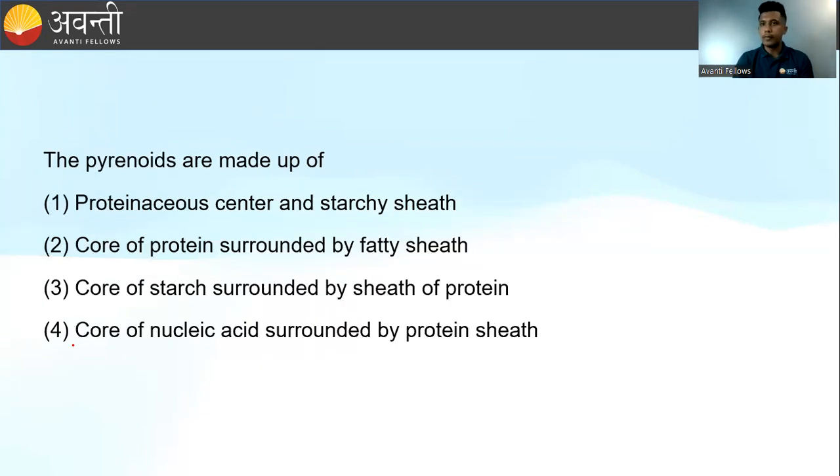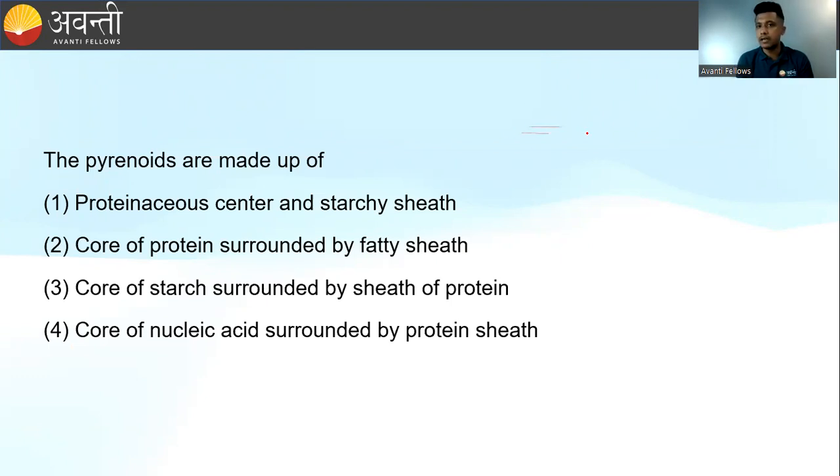The pyrenoids are made up of. Our options are: proteinaceous center and starchy sheath; core of protein surrounded by fatty sheath; core of starch surrounded by sheath of protein; core of nucleic acid surrounded by protein sheath. Let us talk about pyrenoids. Pyrenoids are basically found in chloroplasts. If you see a pyrenoid, it appears as a proteinaceous core with starchy granules.